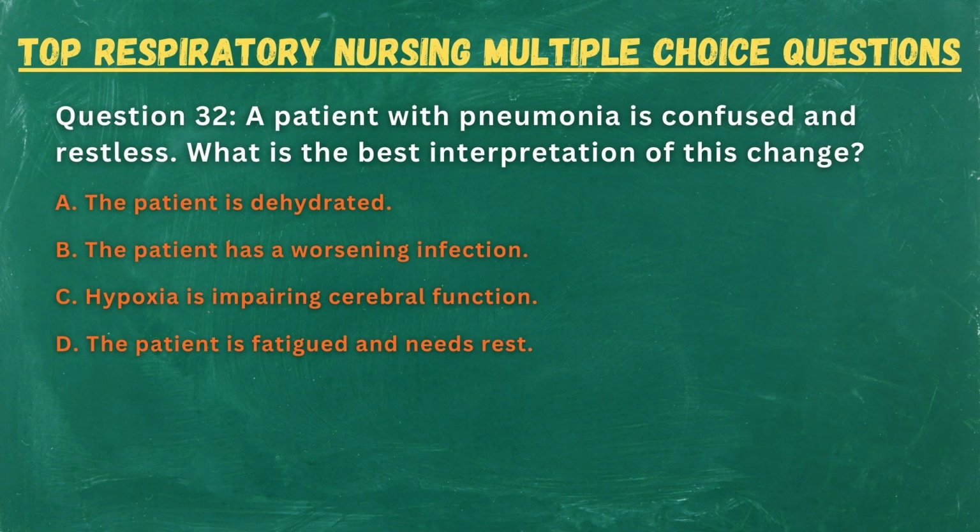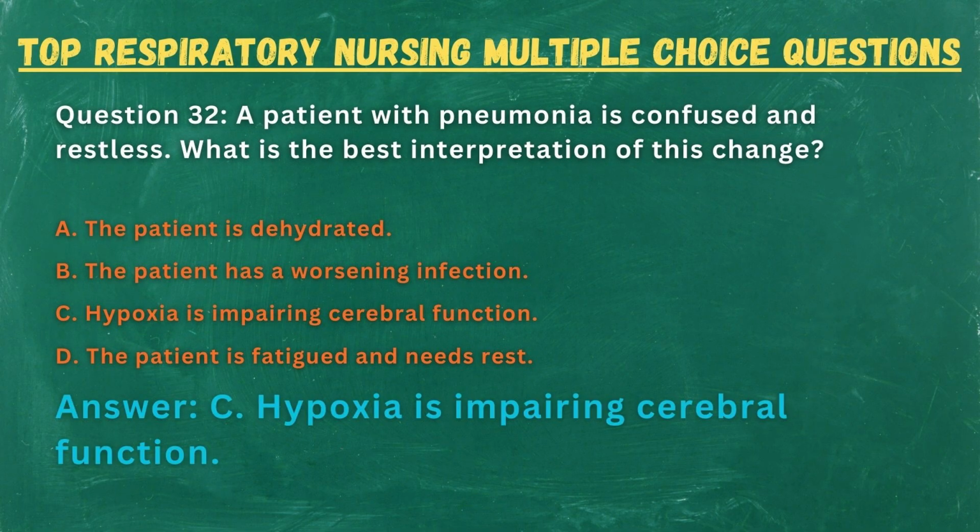Question 32. A patient with pneumonia is confused and restless. What is the best interpretation of this change? A. The patient is dehydrated. B. The patient has a worsening infection. C. Cerebral hypoxia is impairing cerebral function. D. The patient is fatigued and needs rest. Answer: C. Hypoxia is impairing cerebral function.